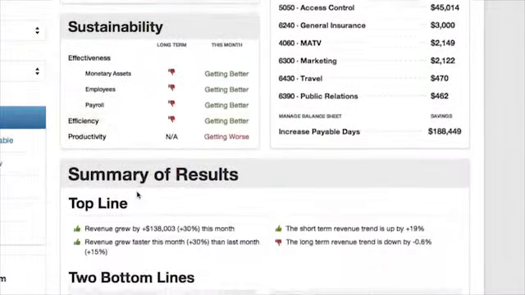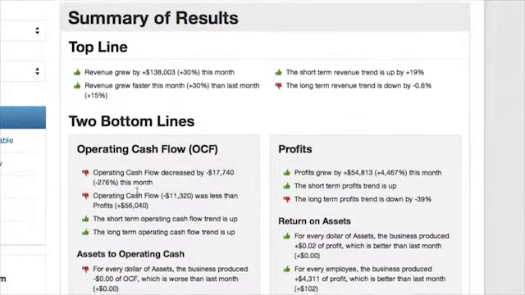Finally, in big picture, we convert all these calculations and numbers into plain English. We describe what's happening to the top line revenue as well as the 2 bottom lines of your business, specifically operating cash flow and profits. We even make it easier by displaying either a green thumbs up if you're improving or a red thumbs down if your financial results are getting worse.